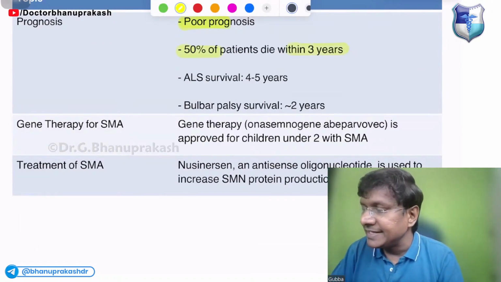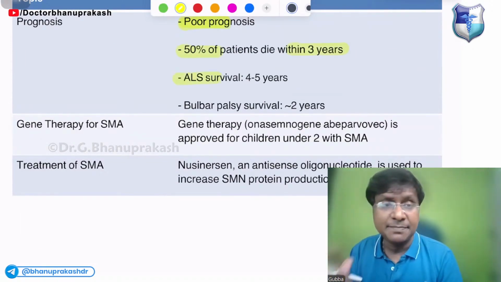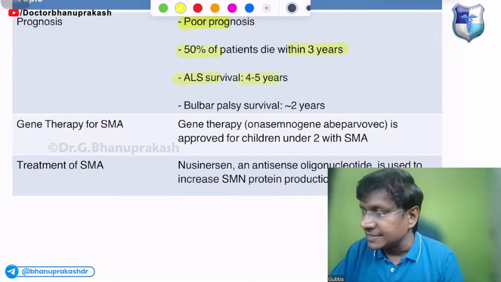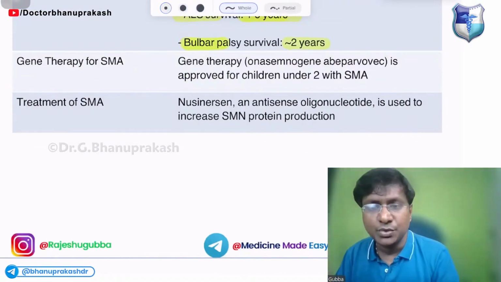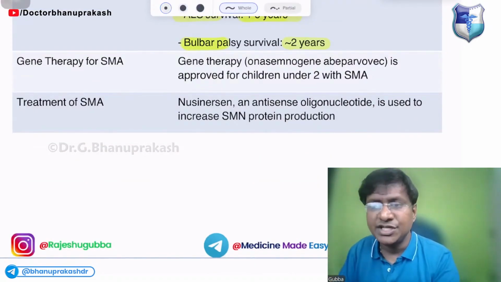50% of patients die within 3 years, right? And if they develop amyotrophic lateral sclerosis, they die within 4 to 5 years. And if there is development of bulbar palsy, the survival is only 2 years, right? But there are some gene therapies.